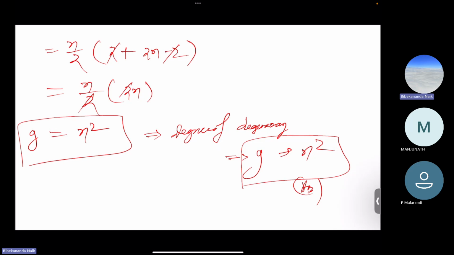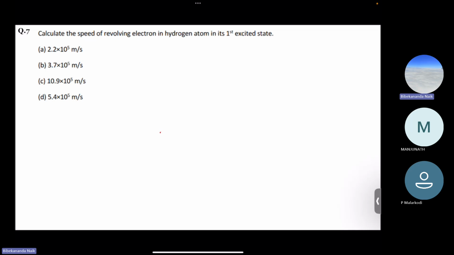Question number 7 says, calculate the speed of the revolving electron in the hydrogen atom in its first excited state. Options are: option A 2.2 into 10 to the power 5 meter per second, option B 3.7 into 10 to the power 5 meter per second, option C 10.9 into 10 to the power 5 meter per second, option D 5.4 into 10 to the power 5 meter per second. We had discussed the expressions for orbital velocity, orbital radius, and energy in the previous session. Does anyone remember the expression for speed or orbital velocity?